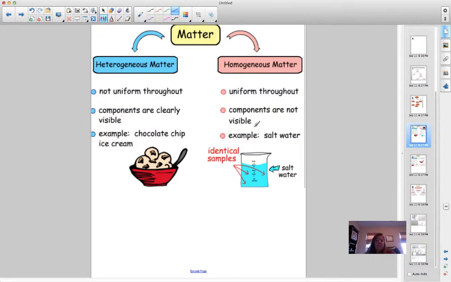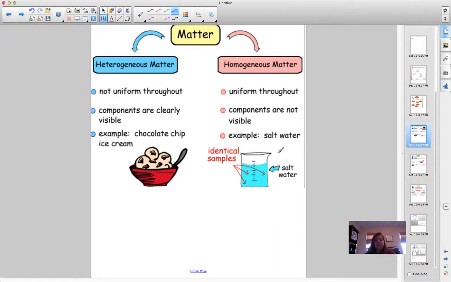and homogeneous matter. An example would be this nice yummy chocolate chip ice cream. Notice it's not uniform throughout. We actually visibly can see little chunks of chocolate chips. We can see ice cream. So it's not considered uniform throughout. That's considered heterogeneous. If you look over here to the right, we see something called homogeneous matter.